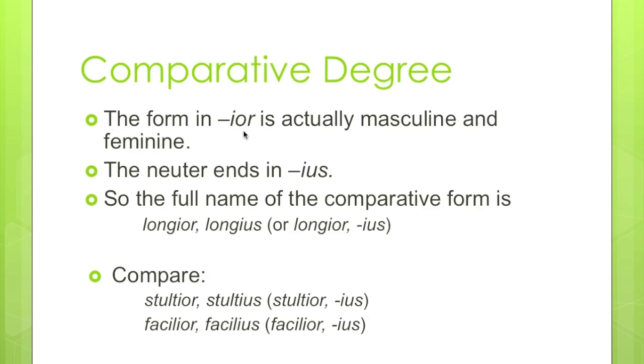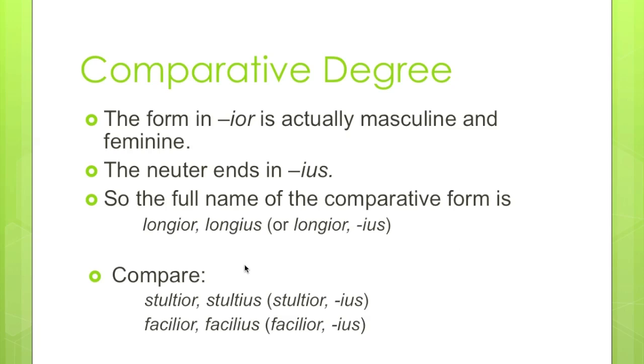Now technically, this form in ior for the comparative degree is actually masculine and feminine. These forms like audacior and longior that are comparative forms of adjectives are adjectives themselves, and they decline like third declension adjectives. The form I've been giving you in ior is the masculine and feminine nominative singular. Of course, the full name of an adjective normally includes also the neuter, and the neuter of longior is longius. So the full name of the comparative form is actually not just longior but longius, right?